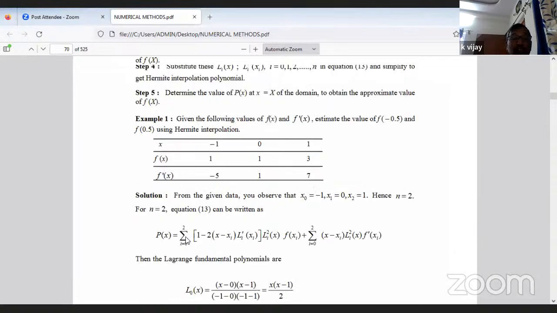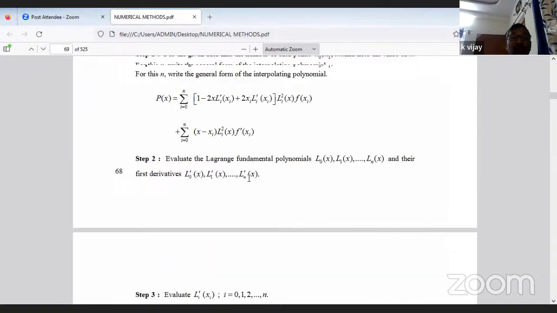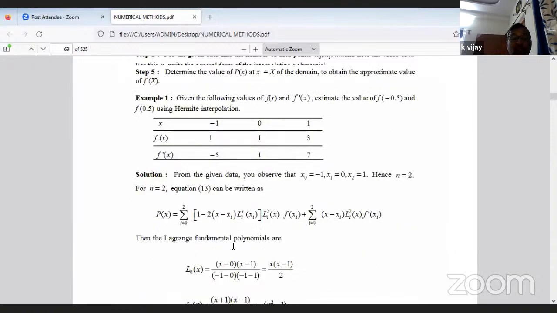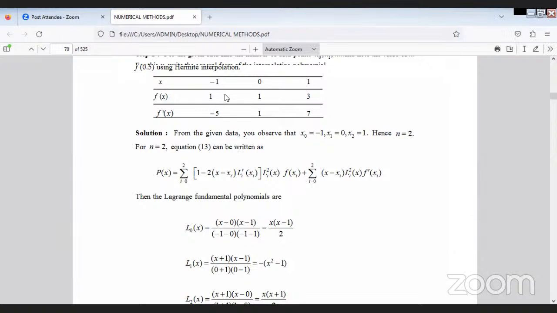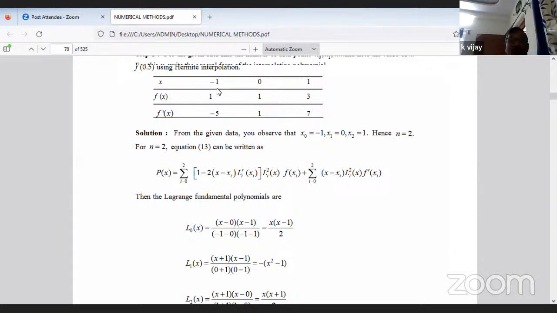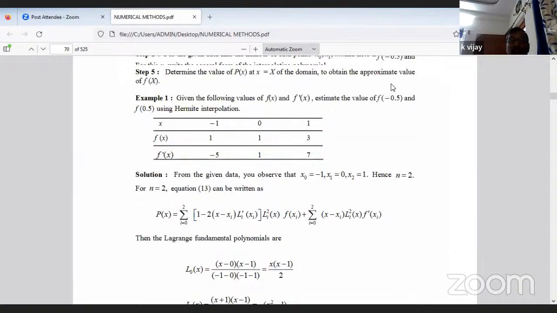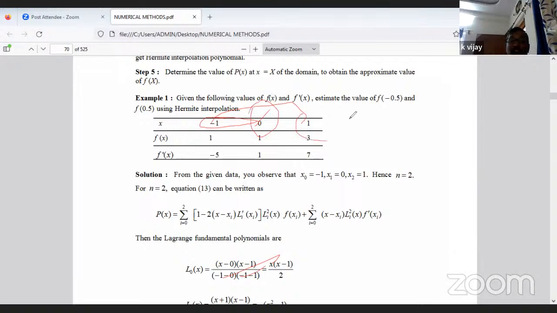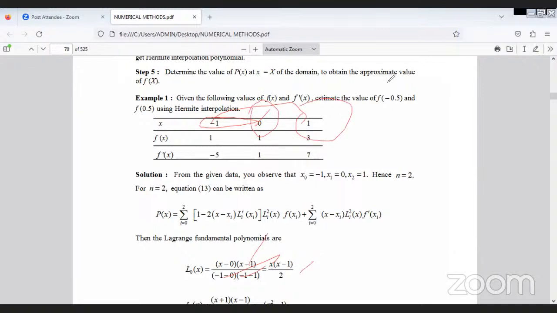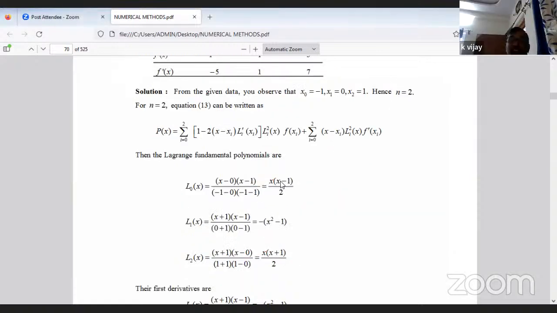So therefore, in the formula summation of i equals 0 to 2, we write 1 minus 2 (x minus xi) Li dash(xi). Using Lagrange's interpolation formula, for L0 the numerator is (x minus 0)(x minus 1) and the denominator is (minus 1 minus 0)(minus 1 minus 1). Can we write that? Yes sir. Simplifying, L0(x) is x into (x minus 1) by 2.